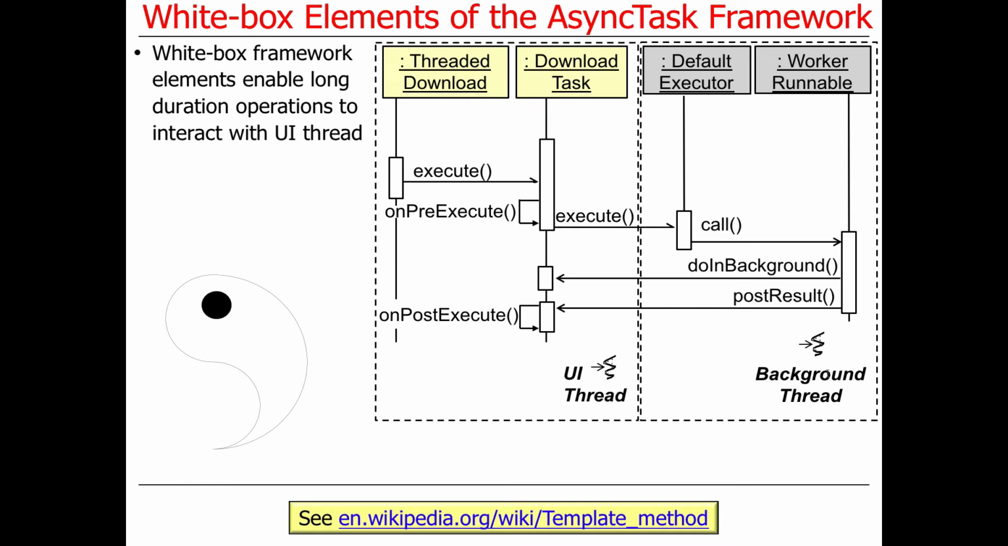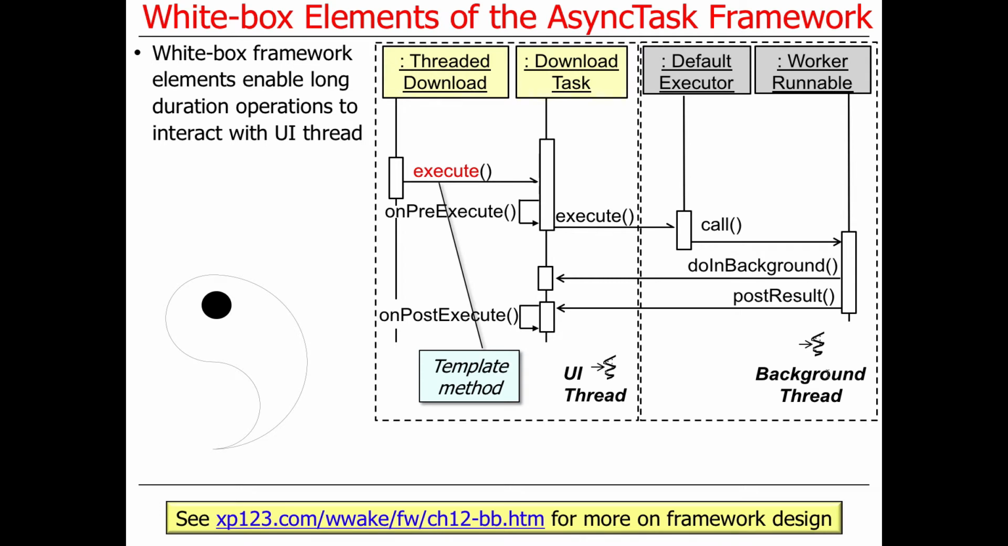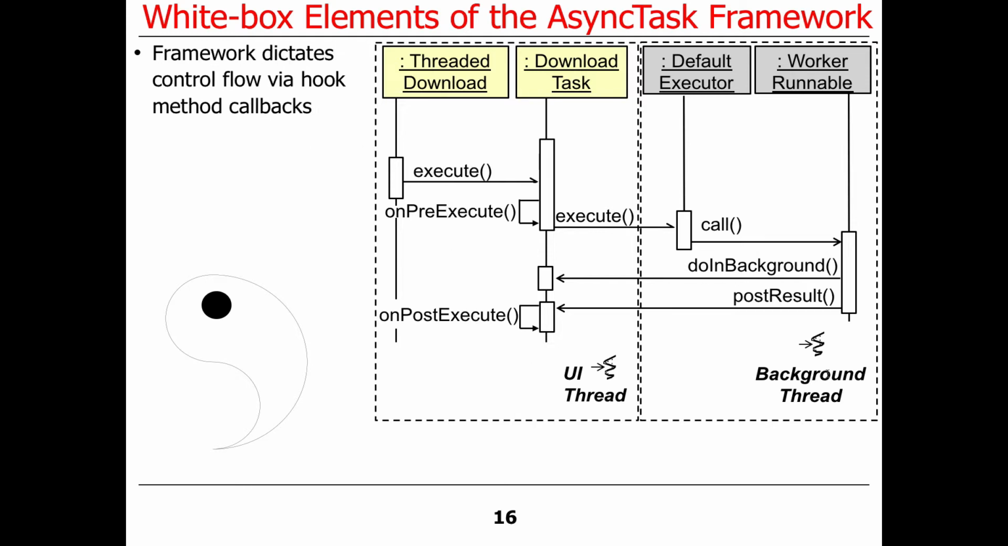This enables long duration operations to run in the background and then interact with the UI thread in very stylized ways. And it uses the template method pattern to do this. So let's take a look here. When you call execute on an async task, that is the template method in the template method pattern. And then the framework dictates the control flow by making hook method callbacks at various points in time and in various contexts. The first thing that will happen is the onPreExecute method gets called back in the UI thread, and that initializes stuff. Then the framework arranges to call the doInBackground method in a background thread, and that does some long-running task or operation.